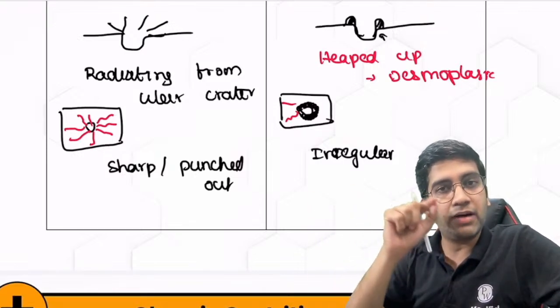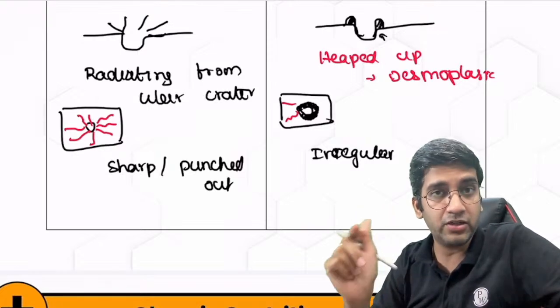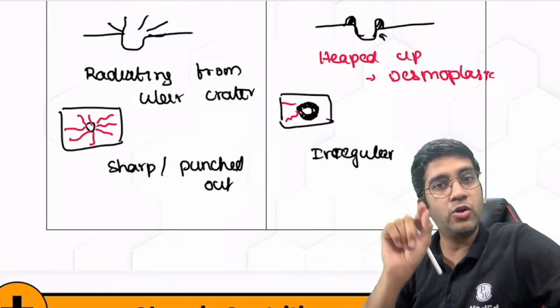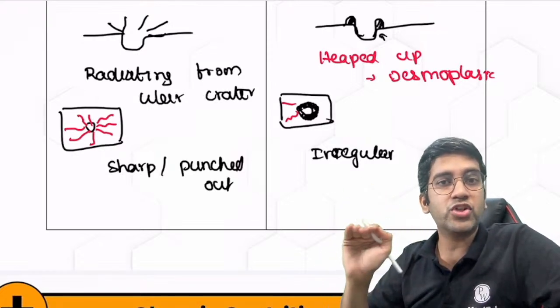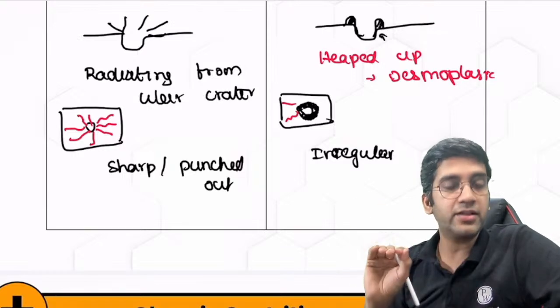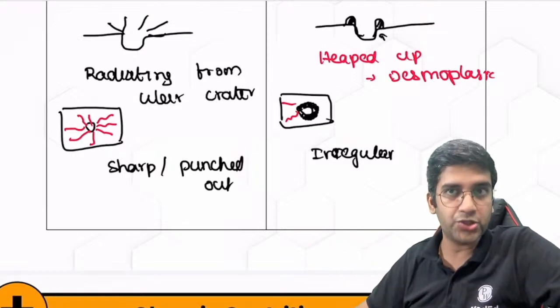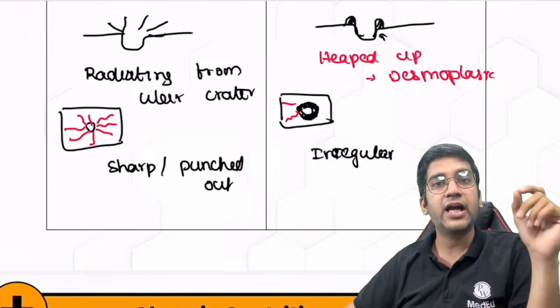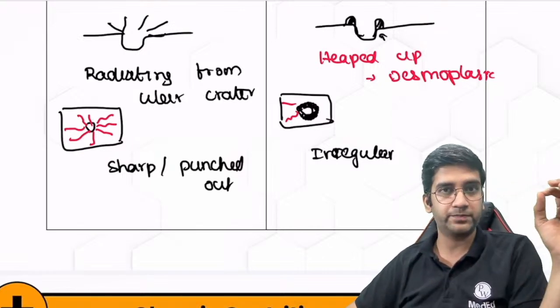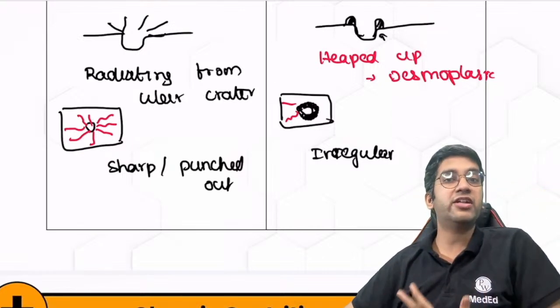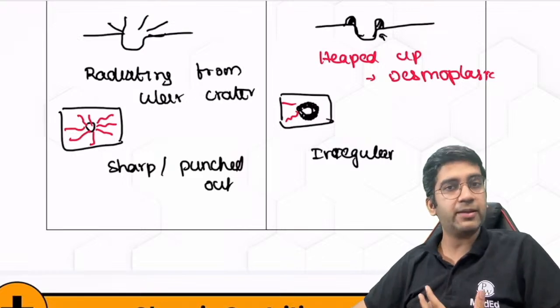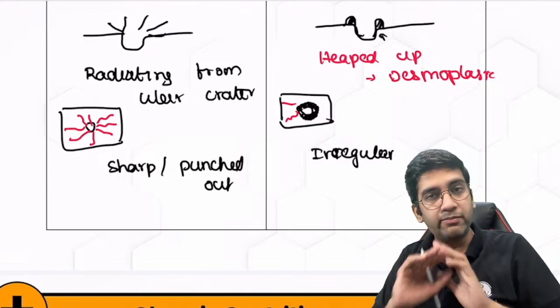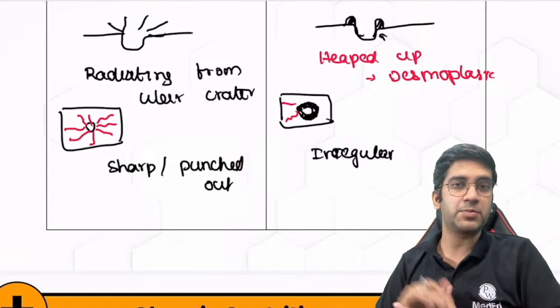Then tell, okay, the margins look like there is no heaping of margins, or minimal heaping, looking punched out, and the mucosal folds are radiating from the crater. So most likely it's a benign gastric ulcer. And always end with saying, I need to take a biopsy to confirm, because gross is never confirmatory. That completes the description of any jarred specimen which comes in your viva.